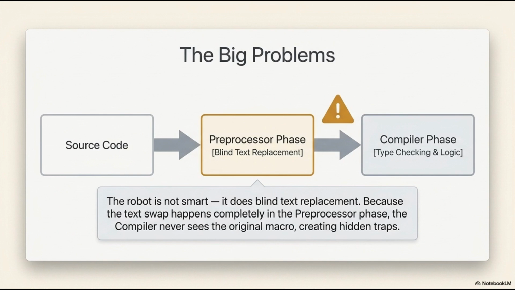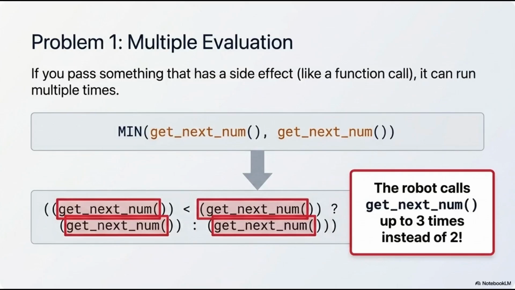But of course, every powerful tool has its dark side. Let's hit part 3, the 3 big problems. All right, here is where the trap is set. Because this text swap happens entirely in the preprocessor phase, the highly intelligent C compiler never actually sees your original macro. It only ever sees the text the robot left behind. So if the robot makes a mess, the compiler just tries to compile the mess, which leads to some absolutely baffling error messages. You might be thinking, hey, it's just copy and paste. What could possibly go wrong? Well, let's look at the catastrophic bugs this blind text replacement can trigger if you let your guard down.